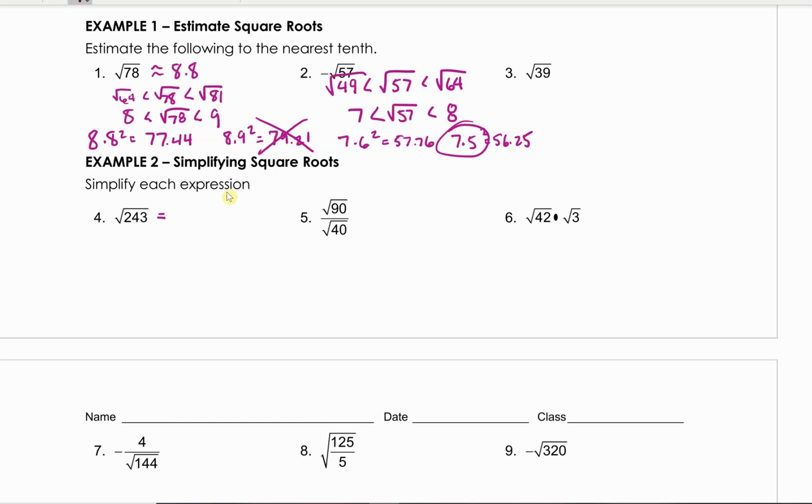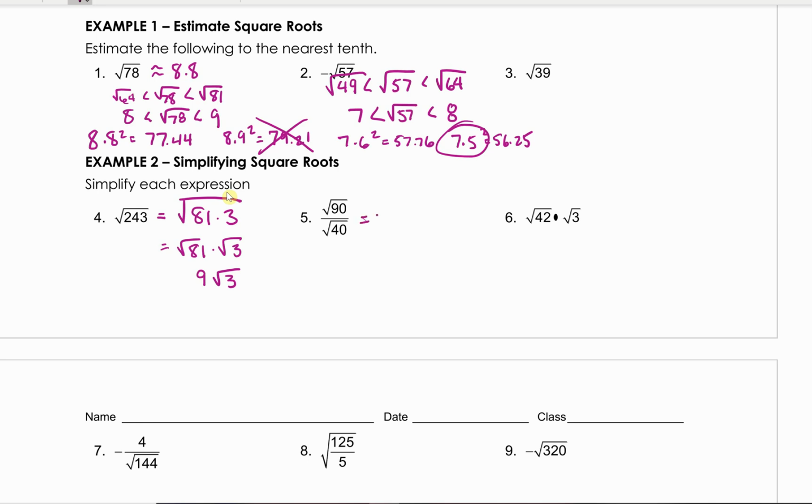9 is a perfect square that goes into 243, but it's not the biggest one. So I'm going to make this 81 times 3. So what this ends up being is the square root of 81 times the square root of 3. That is 9 times the square root of 3. That's it. You look for the biggest value, greatest common factor.